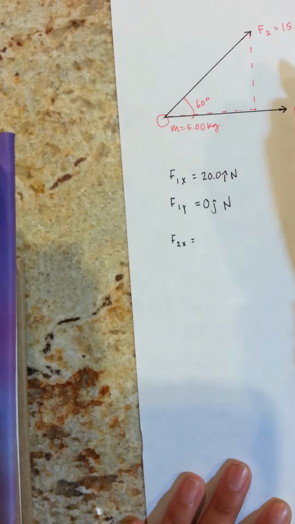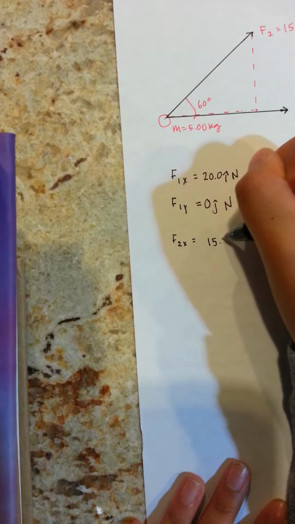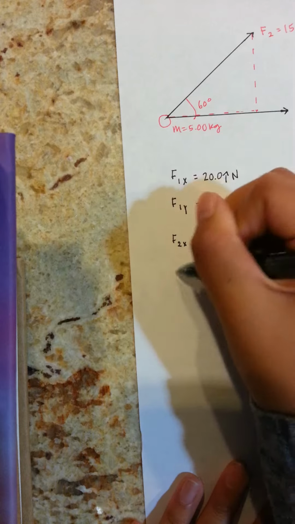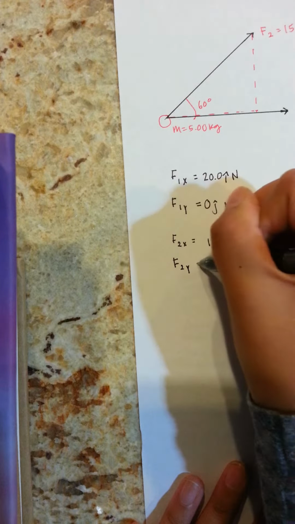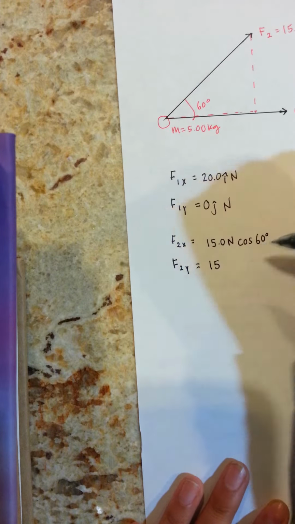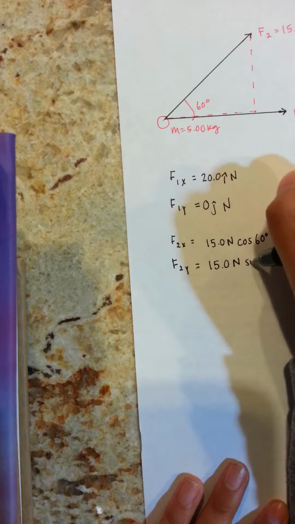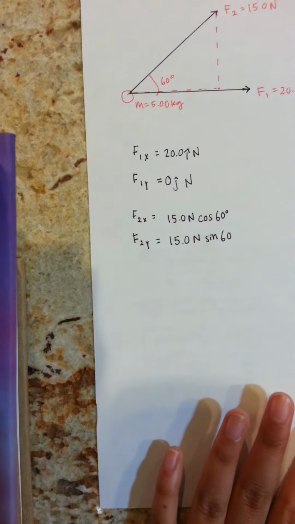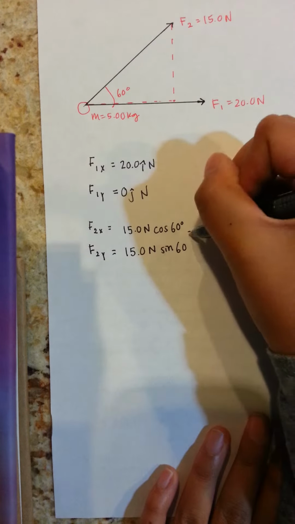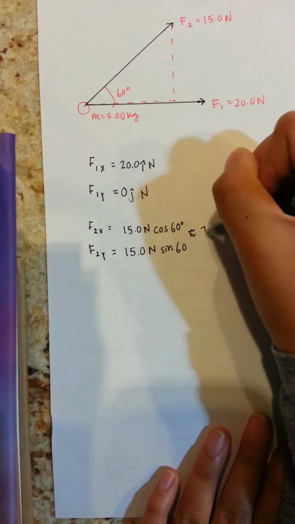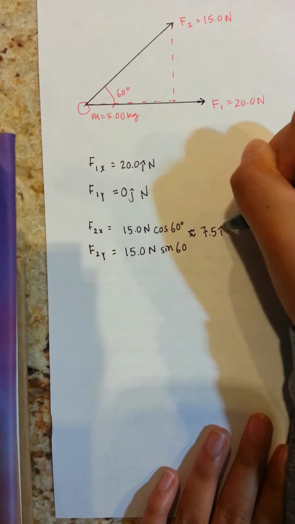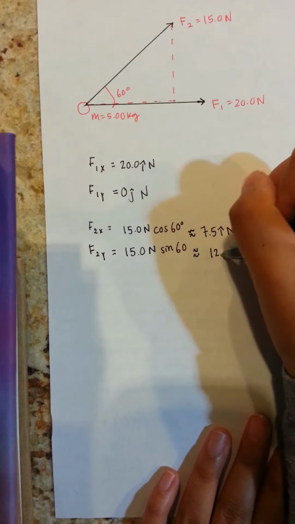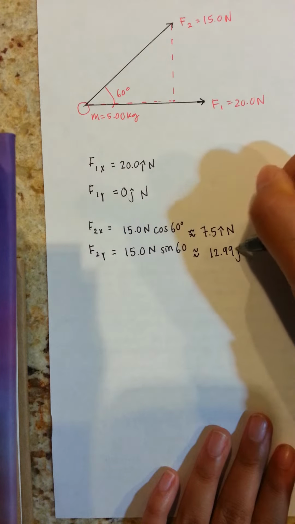In the x direction, it'd be 15 newtons cosine 60, and then in the y direction, which would just be 15 newtons sine 60. So once you punch it into the calculator, you would get that the x is approximately 7.5 i hat newtons, and in the y direction 12.99 j hat newtons.